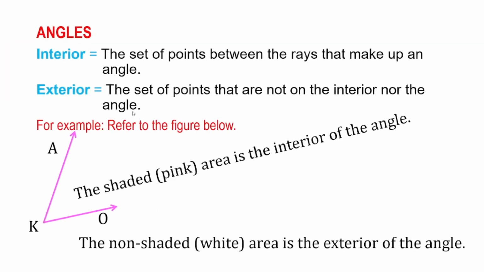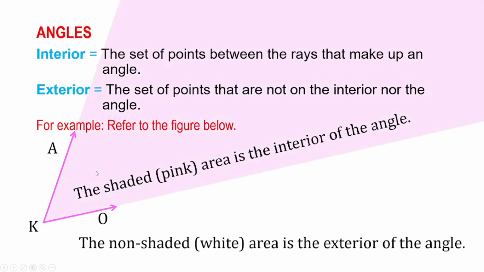So moving forward, other than the parts of an angle, we also have class the so-called parts of the plane where an angle is being formed. So there are two parts, interior and exterior. Interior basically is the set of points between the rays that make up an angle, and the set of points that are not on the interior nor the angle, that's what we call the exterior.